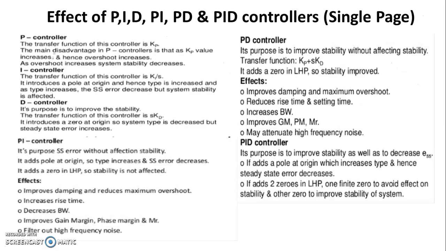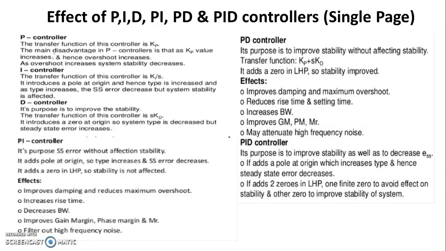Now we'll take an overall view, before concluding, of the effect of individual and combinational controllers. If you are taking the P controller, already we know the transfer function. It is Kp. The main disadvantage is that increasing the gain value also increases the overshoot. As the overshoot increases, system stability decreases. That is the main problem.